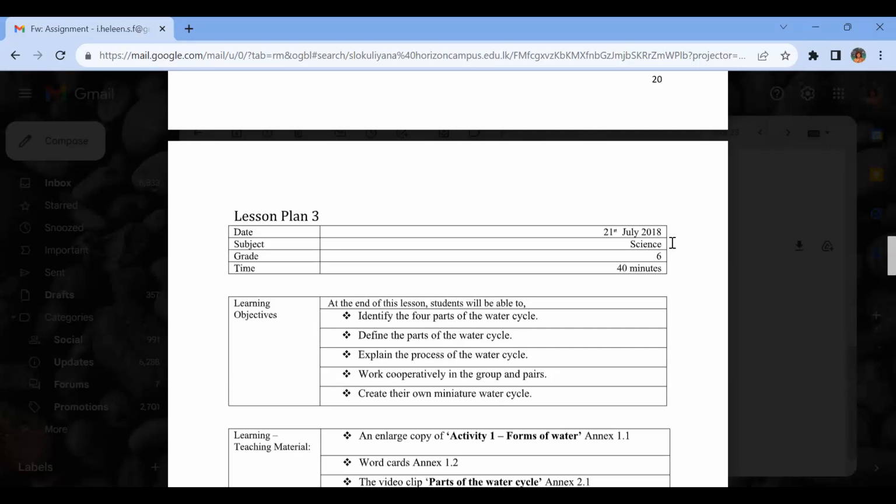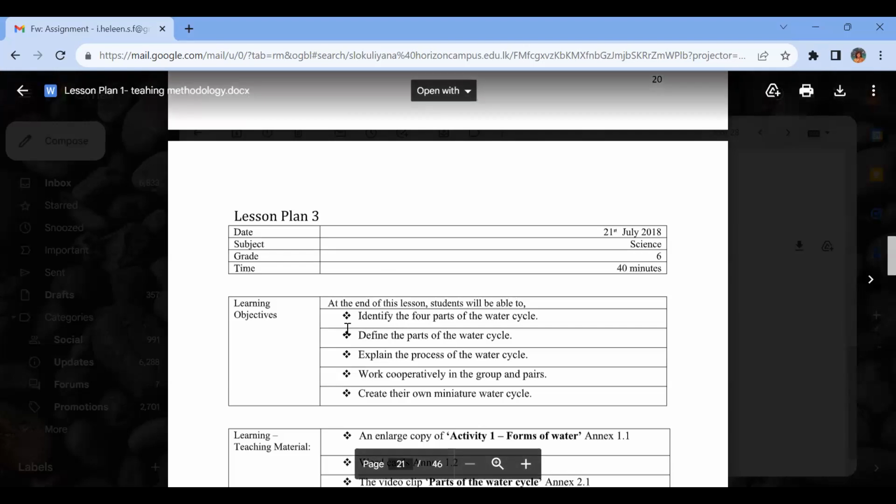Then what comes next in the format? Date, subject, grade, and time. After that, what comes? The most important part of the lesson. Learning objectives. So you have to look at the lesson, and now you know how to formulate lesson objectives. You have to formulate lesson objectives first and state them. In the lesson plan, you don't have to say this is cognitive, this is psychomotor, this is affective. Normally, you first write the cognitive domain ones, then the psychomotor, and then the affective domain objectives.